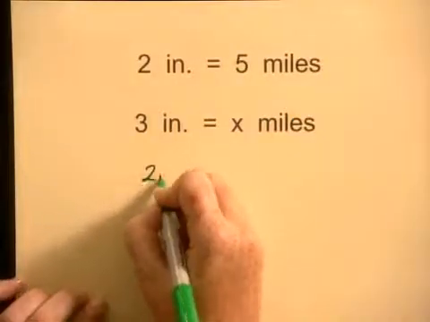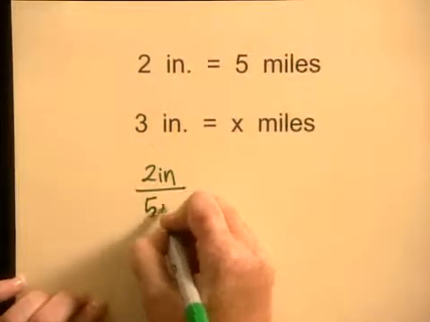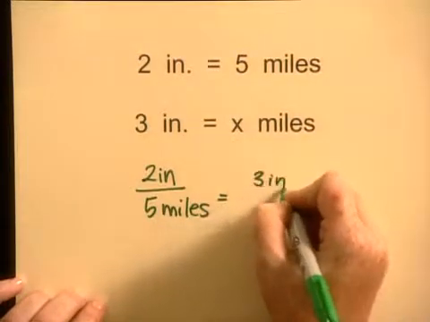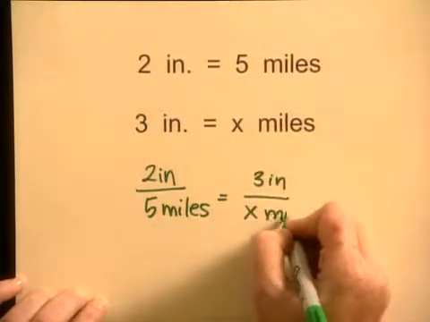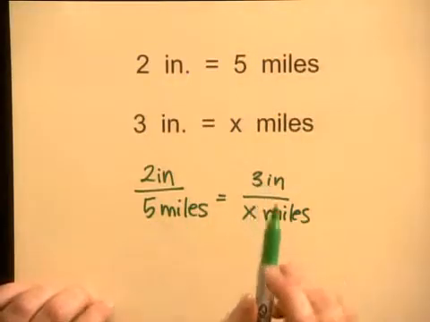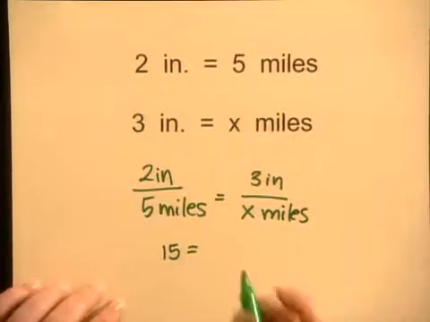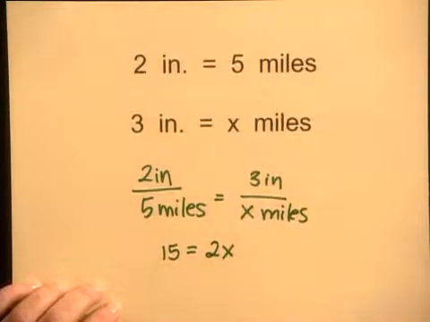We can use a proportion to find that out too. So if you have 2 inches on your map, you're going to drive 5 miles. Your question is, if I have 3 inches on my map, how many miles am I going to drive? Again, we cross multiply. What's 3 times 5? 15. Okay. And 2 times x? 2x.